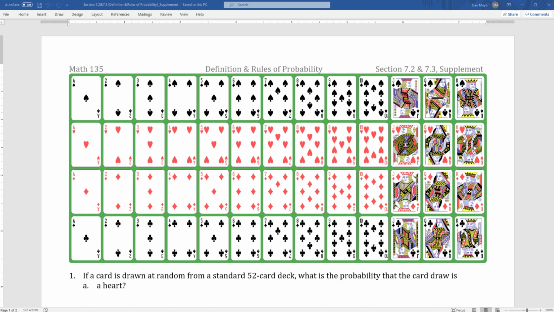In this video, we're going to be looking at some additional probability problems from section 7.2 and 7.3. We're going to begin with some card problems. We haven't talked about cards in class yet. Cards are very similar to the finite tiles in that there are a lot of ways to partition. We're using the cards as a selection set. There are many different ways to partition this selection set.